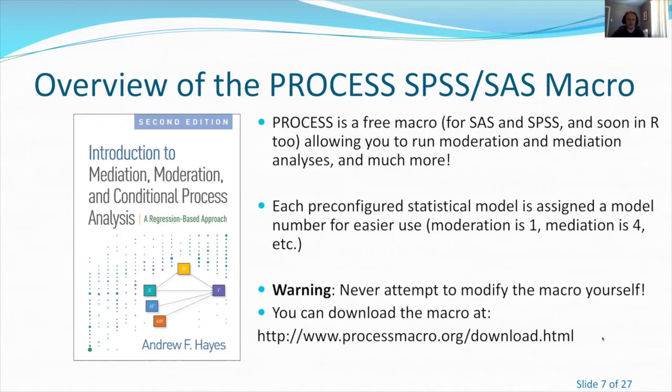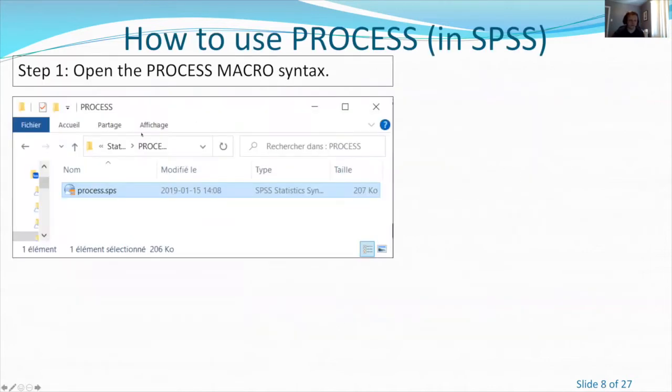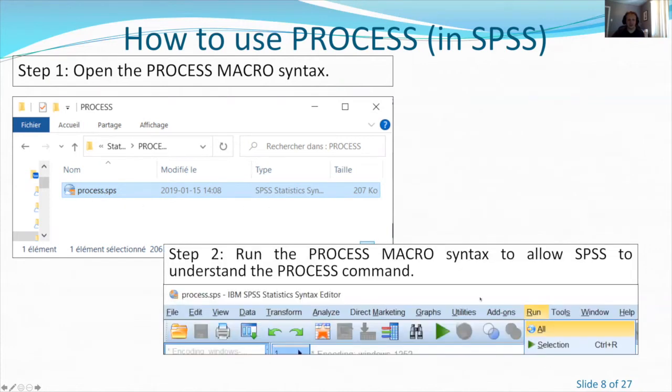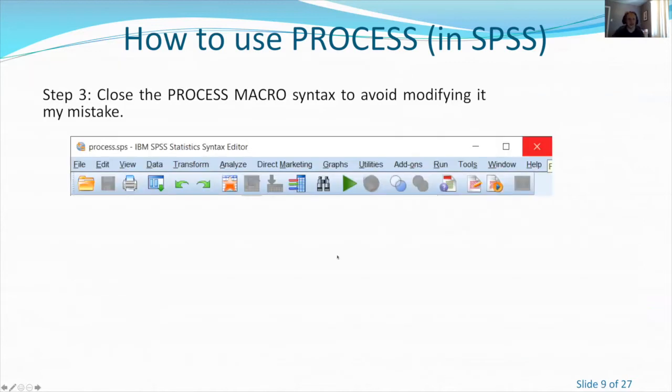The idea with the PROCESS macro is that PROCESS is not a default command for SPSS, so you have to teach SPSS how to use it, to activate it and then how to properly run it. To do that, there are 3 very simple steps. Step 0 would be to download the PROCESS macro. Step 1 is to open the macro, which would be a syntax file. Step 2 would be to run all the macro syntax to allow SPSS to understand what the command does and how to use it. And step 3 is to close the PROCESS macro syntax to avoid modifying it by mistake.